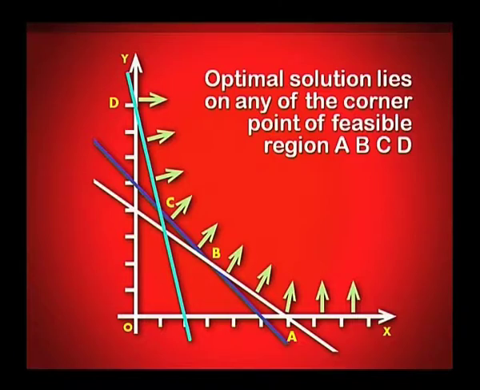A here is on the X axis and the white line constraint. B here is the intersection of the white line and blue line constraint. And C is here at the intersection of the blue line and sky-blue line, and D point is here on the vertical line and sky-blue line intersection. This arrow shows the whole feasible region which is bounded at A, B, C, D.